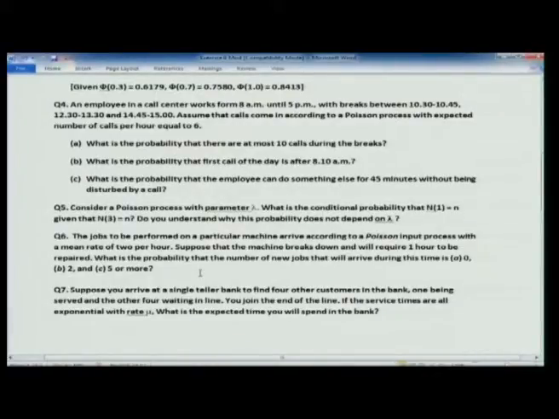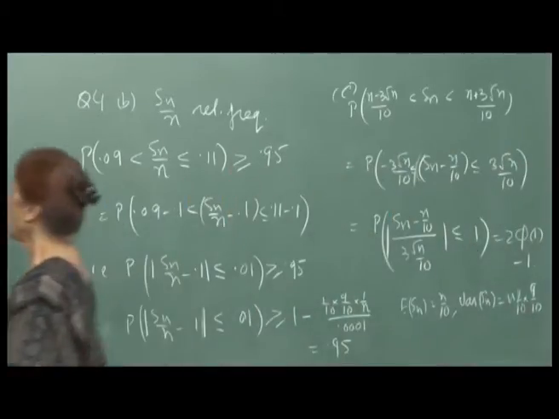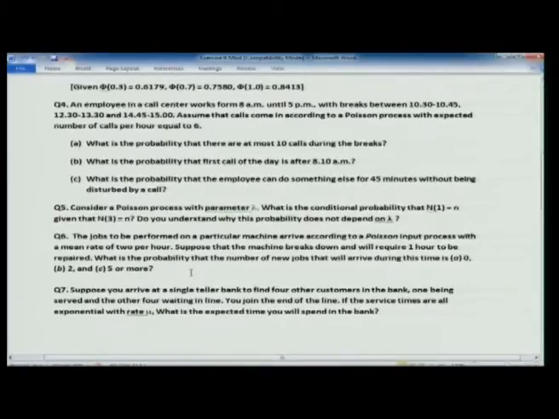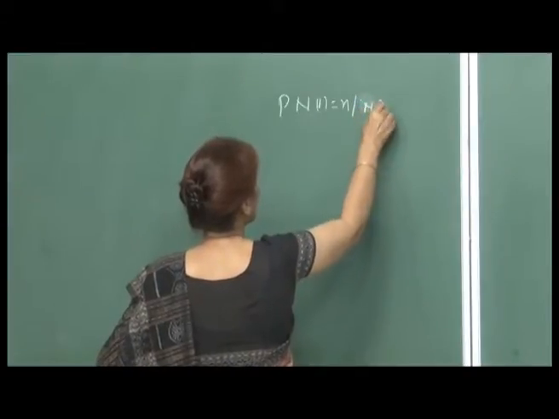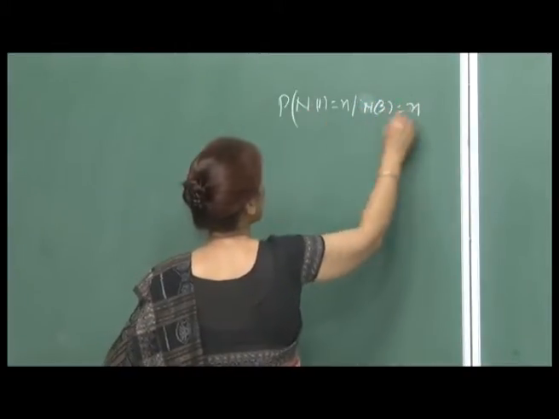Now, consider a Poisson process with parameter lambda. What is the conditional probability that N1 is n given that N3 is n? So, here again this is a good question in the sense that it will help you to understand Poisson processes. Do you understand why this probability does not depend on lambda, right? So, now here you see what is it that you have to find. You have to find the probability that N1 is n given that N3 is n.